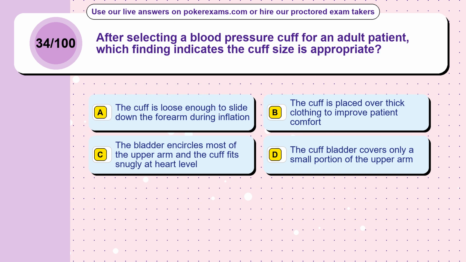Question 34. After selecting a blood pressure cuff for an adult patient, which finding indicates the cuff size is appropriate? Option A, the cuff is loose enough to slide down the forearm during inflation.